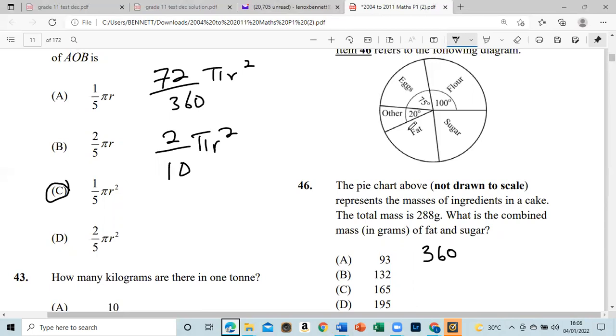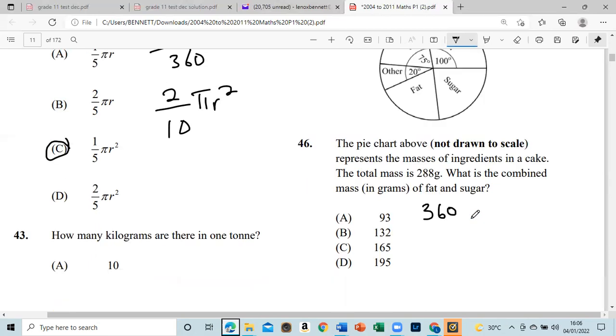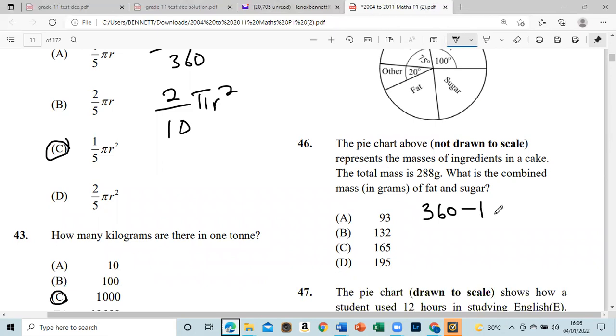Could I use the other way? Could I use the 195 over 360 times 288, but then I have to subtract it all. So it's 360 degrees, because the circle measures 360 degrees, minus 195. So these are going to represent in terms of degrees how much the fat and sugar combined. So that's our 165. So this is 165. So I have to put this over 360. So that fraction of the 360 at the entire divide.